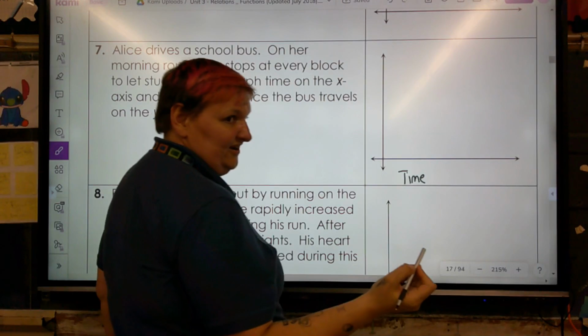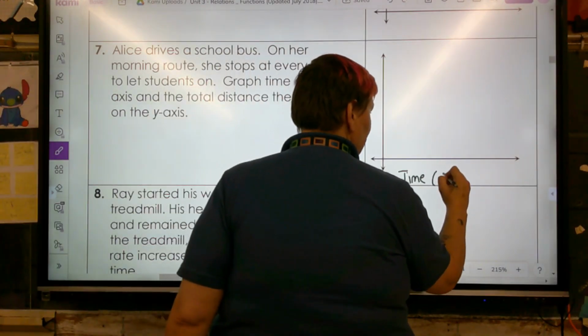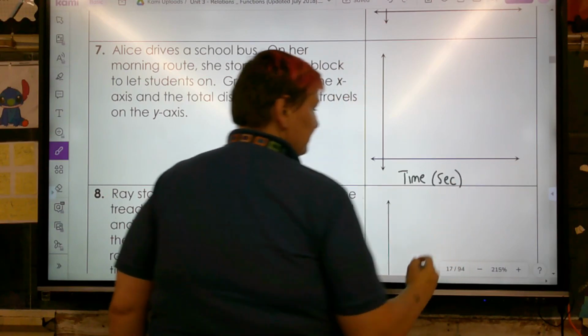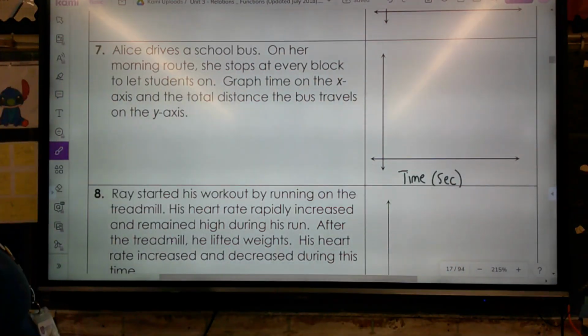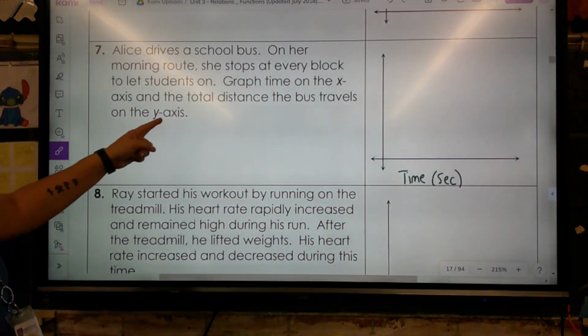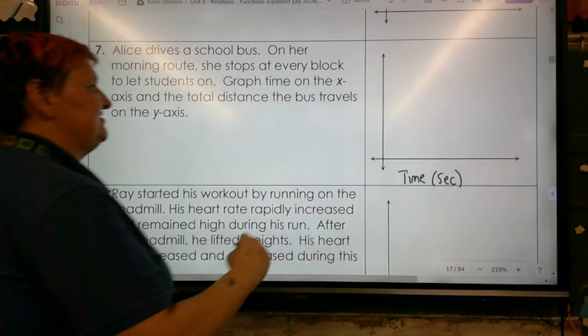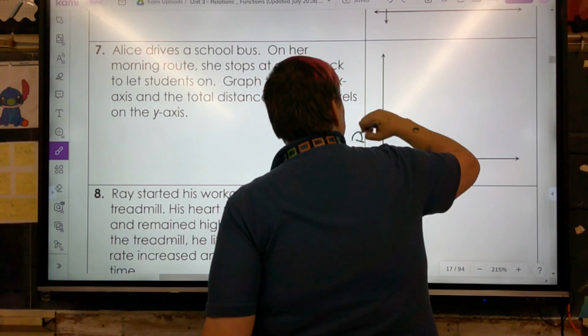So you want to do seconds? We could do seconds. Or minutes. Seconds or minutes, completely up to you. And the total distance the bus travels on the y-axis. So we're going to call this distance.